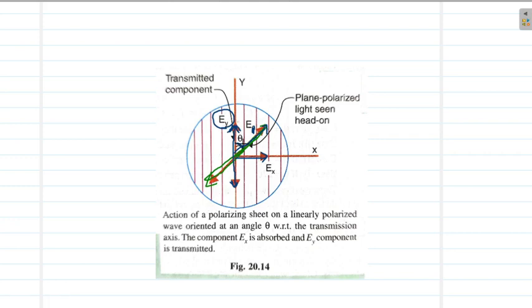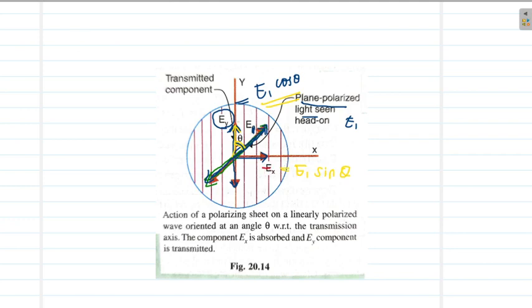Here theta is the angle between the plane of polarization of the incident ray, which is this direction, and the direction of the transmission axis. So you can find that if E1 is the magnitude of the electric field of the incident plane polarized light, then this Ey is of course E1 cos theta, because you can see this is the theta angle, and the component that is adjacent to this theta angle is E1 cos theta, and this Ex is E1 sin theta.